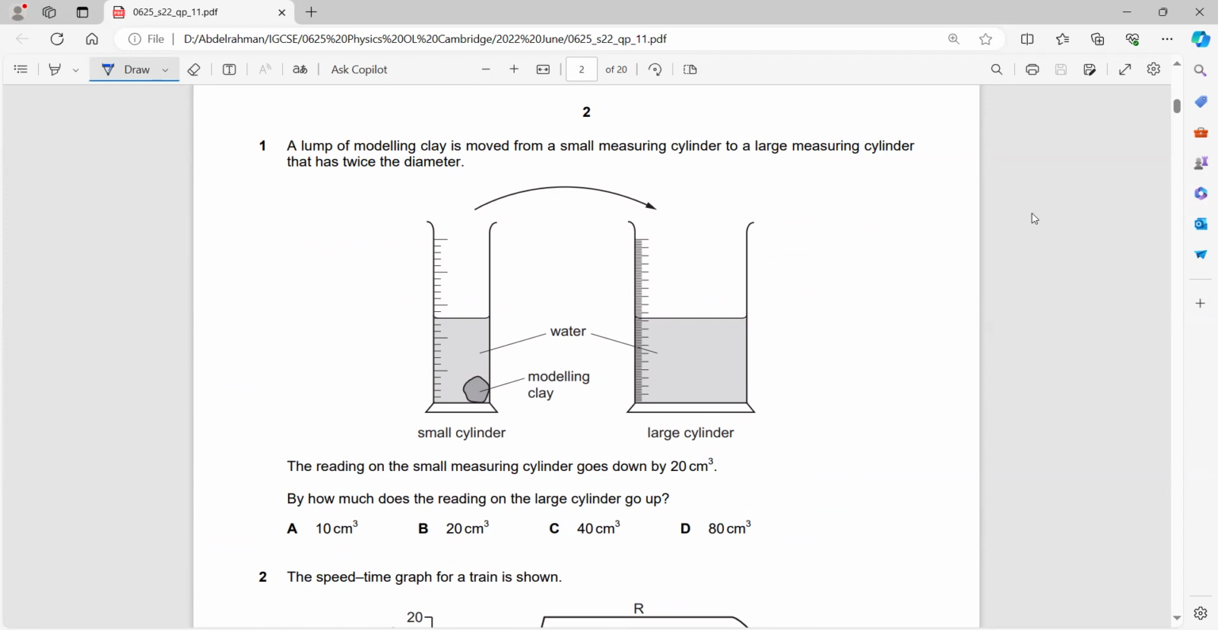When I remove the lump of clay, the reading in the measuring cylinder goes down by 20. So, by how much does the large cylinder go up? 20 as well. Why? It's the same volume. Here, if I decrease 20 centimeters cubed, this will increase 20 centimeters cubed.